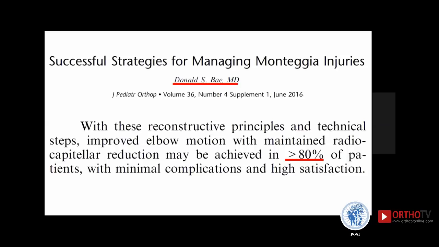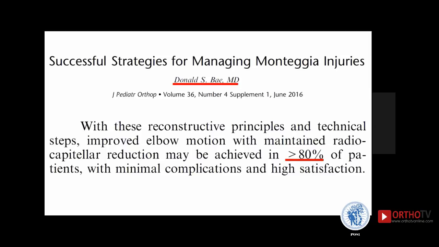Even surgeons who live in the elbow can only get an 80% success rate. And so it's really important to let the family know that it might be that you cannot get a good result. It's far easier dealing with parents or patients when they know upfront that they can't expect a perfect result every single time.